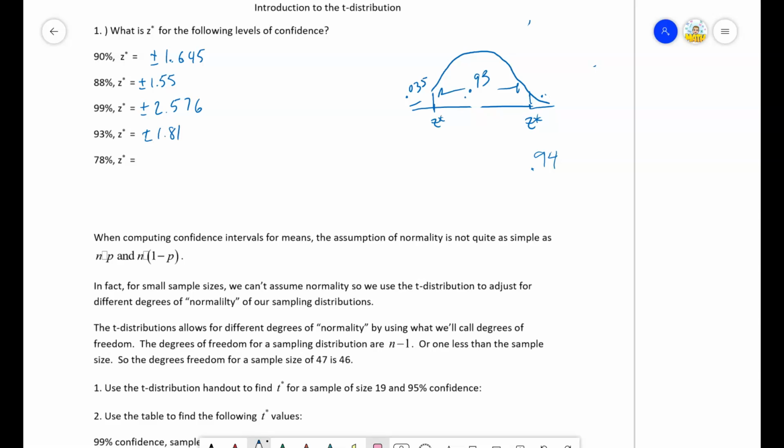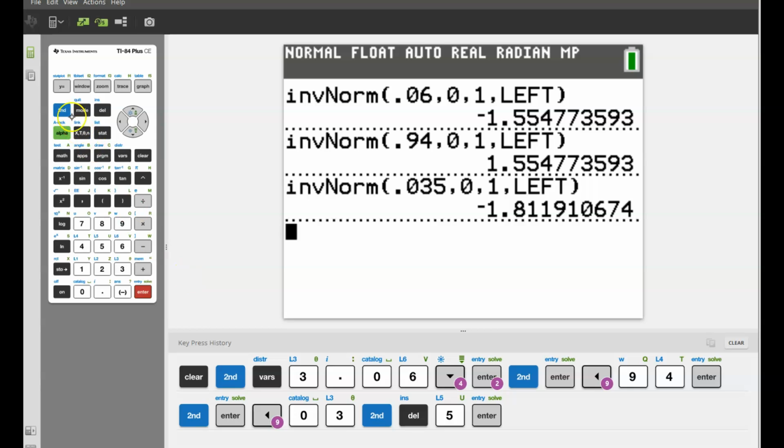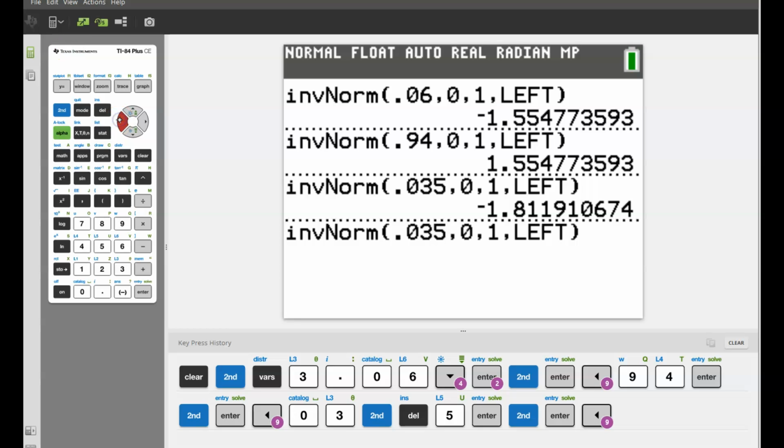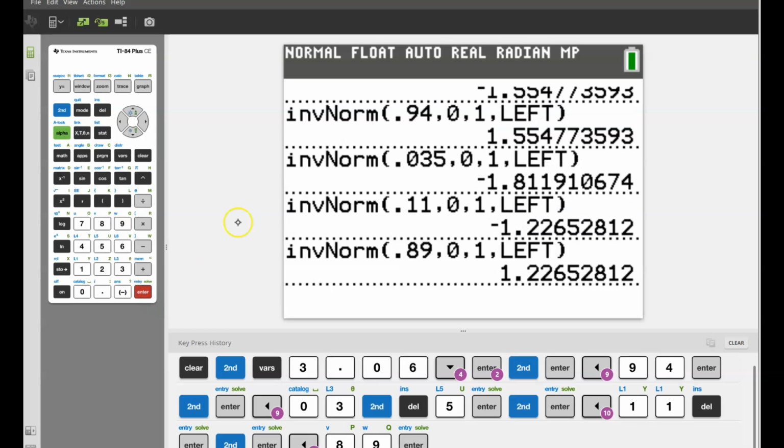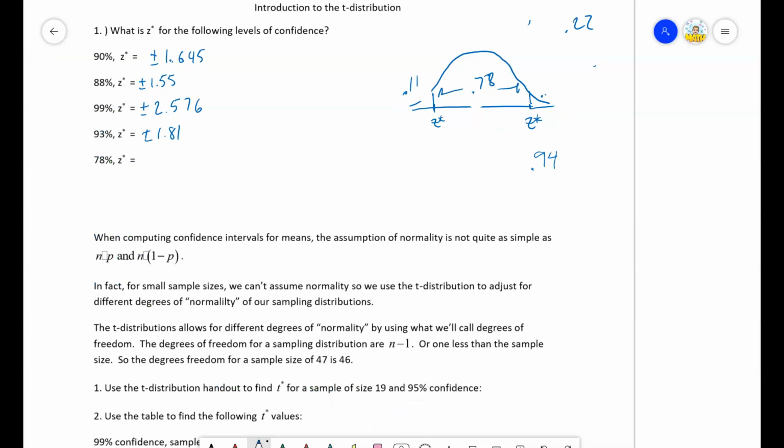Okay, and then finally 78%. So we know how to do this. Okay, so 0.78 lives in here. That means that's 22% divided up. That's 11% in each tail, so 0.11 or 0.89, either one. Okay, or 0.89 for the positive incarnation of that. That's all we're trying to figure out: how many standard errors will we add or subtract to have that level of confidence. So plus or minus 1.22. This should be a review.